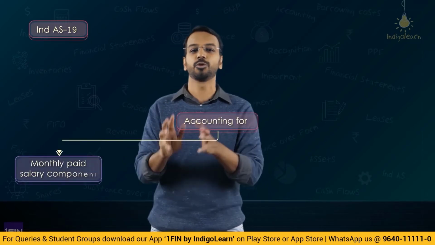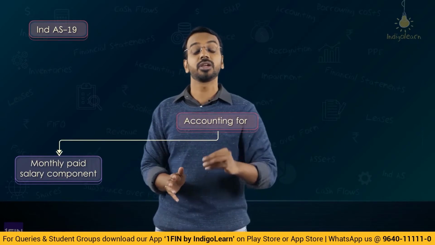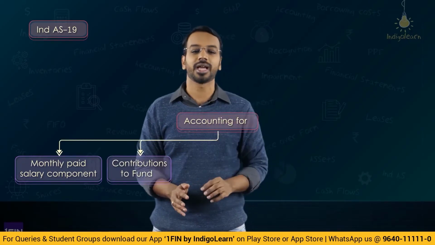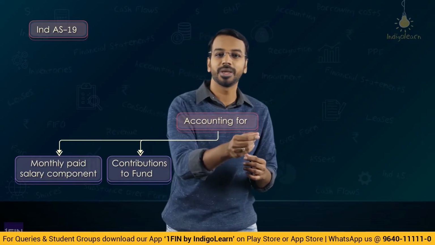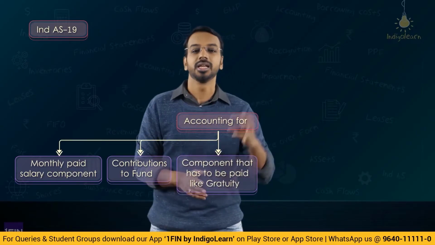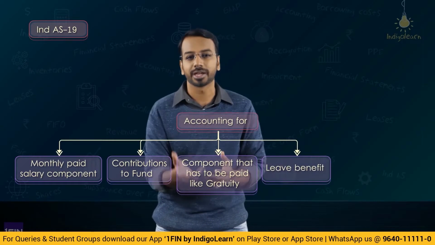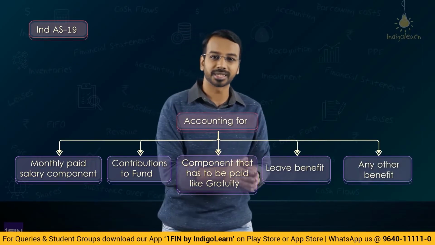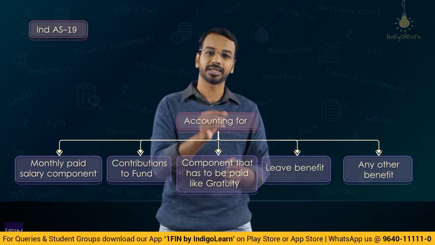Now, I gave you a lot of background. What we will be understanding in this standard is, how do we account for each of these elements? See, something paid on a monthly basis, how do we account for that? Something the organization is contributing to a fund, how do we account for that? Something the organization has to pay like gratuity, how do we account for that? Something like these leave benefits, how do we account for that? If there are any other benefits, how do we account for that? That is what we will be understanding as a part of Ind AS 19.